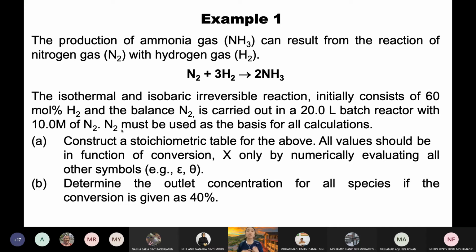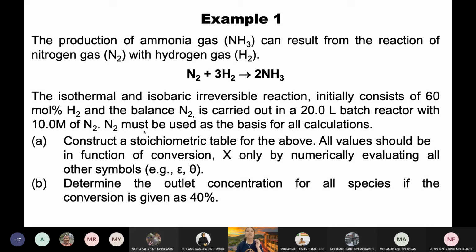Maksudnya that is your initial concentration of your nitrogen gas, which is your A. So your Ca0 is 10 mole per liter. Molarity tu mole per liter atau mole per dm³ pun sama. So kalau kamu perasan dalam kes ni, dia bagi kamu Ya0, Yb0, dia beri volume V, they give you Ca0. Okay, so that's all for information that you have, right?